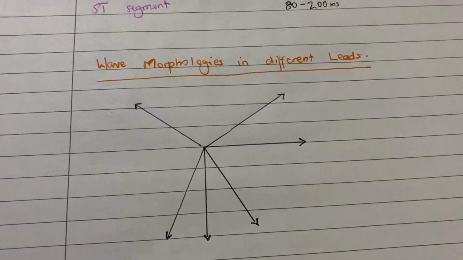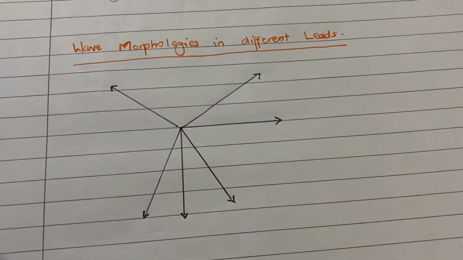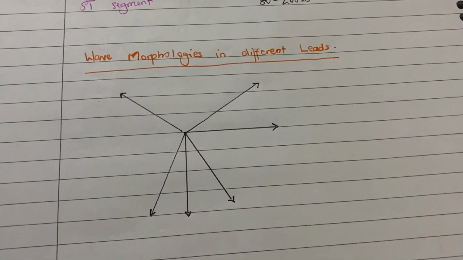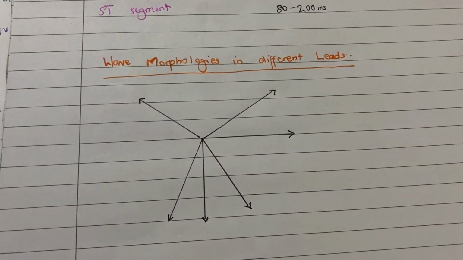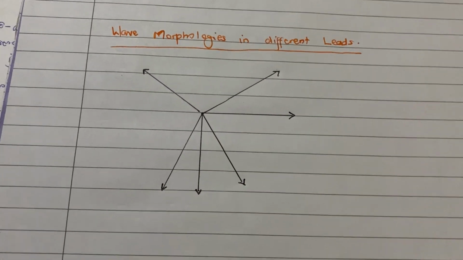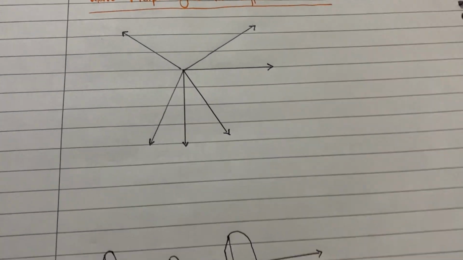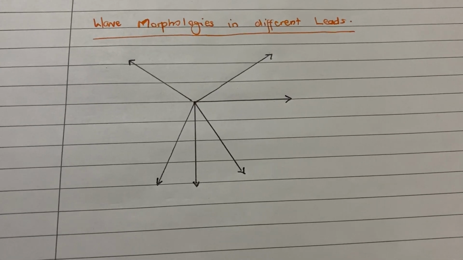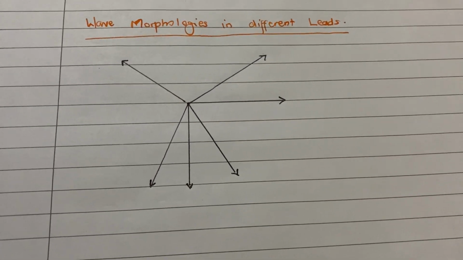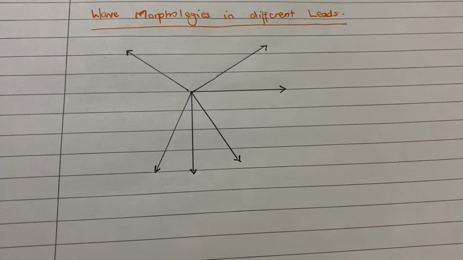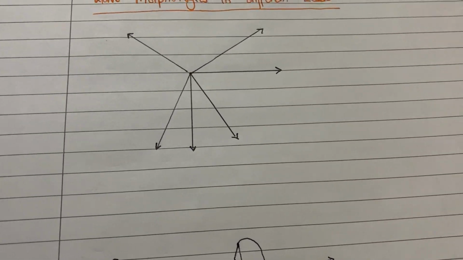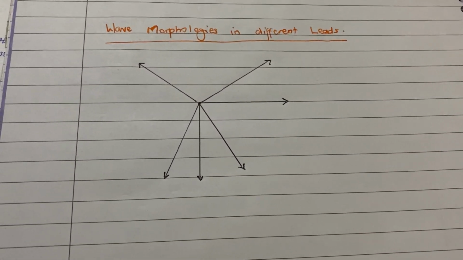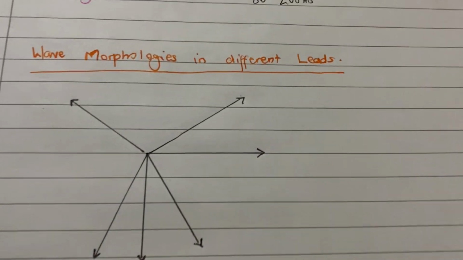Before we look at another parameter, that is the axis, we have to look at the normal morphologies of waveforms in different leads. This is also so important because even with these normal parameters we have already given, durations and voltage, it is useless if we don't know how the normal waveform, like in lead V3, will look. So it is so important to know it, and that is why we are doing it.